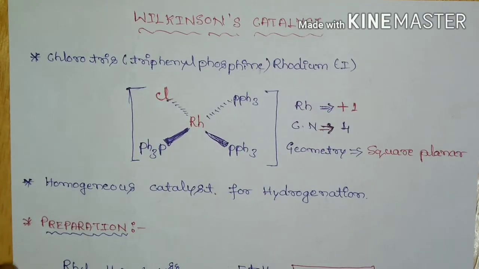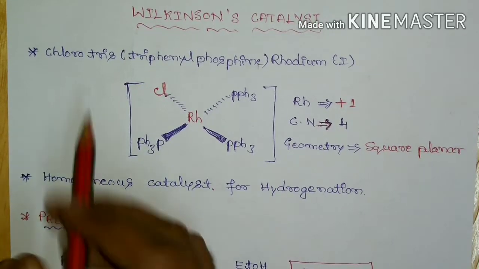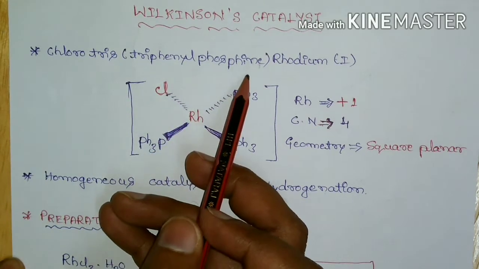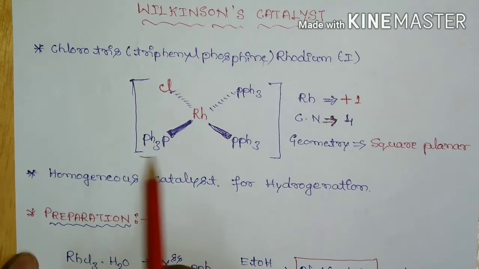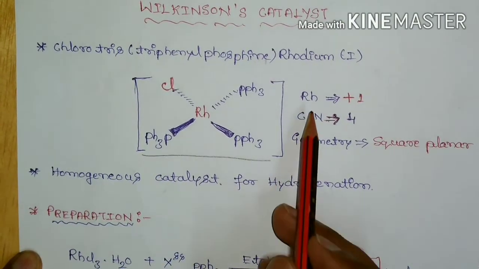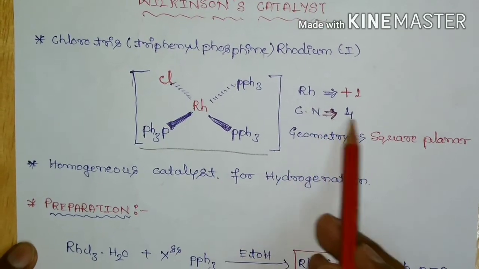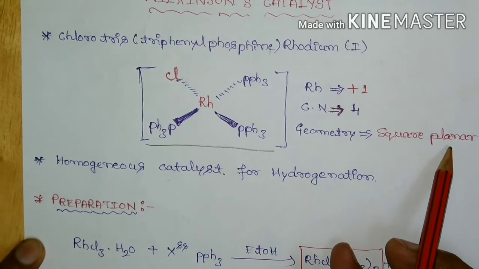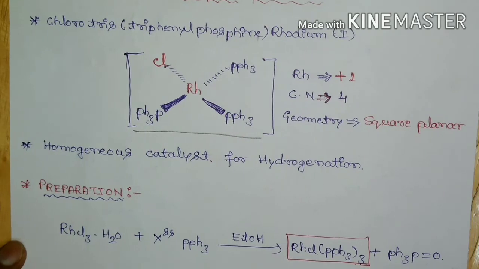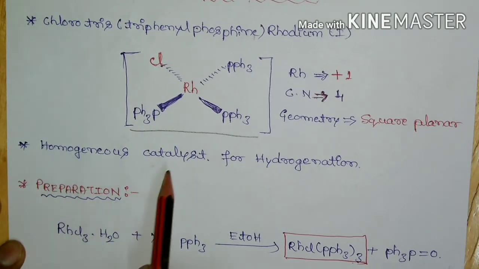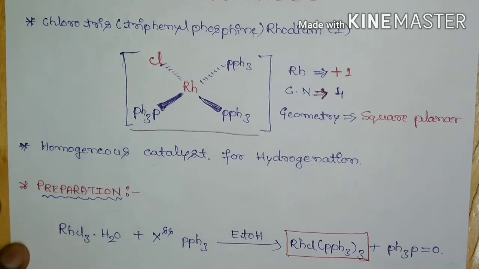Today I am going to discuss the Wilkinson catalyst. Chlorotris(triphenylphosphine)rhodium(I) is known as Wilkinson catalyst, and this is its structure. Here rhodium is in the +1 oxidation state, with a coordination number of 4 and square planar geometry. This Wilkinson catalyst is widely used in homogeneous catalysis, acting as a homogeneous catalyst for hydrogenation reactions.